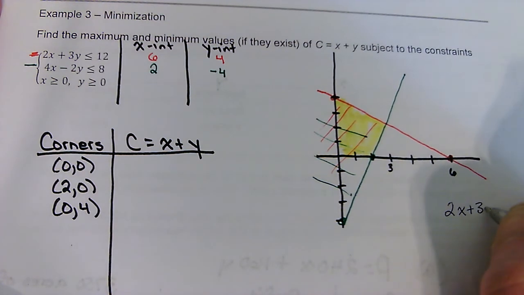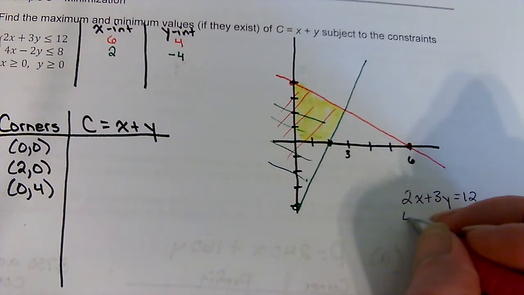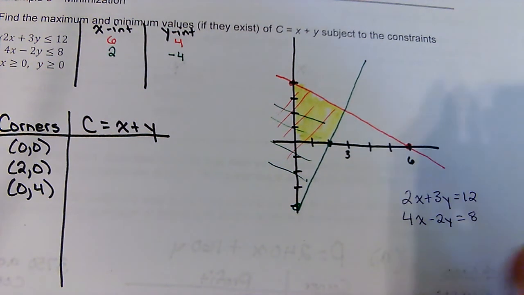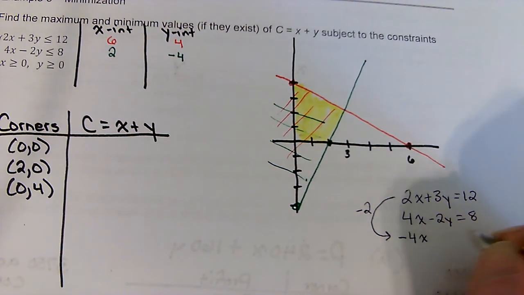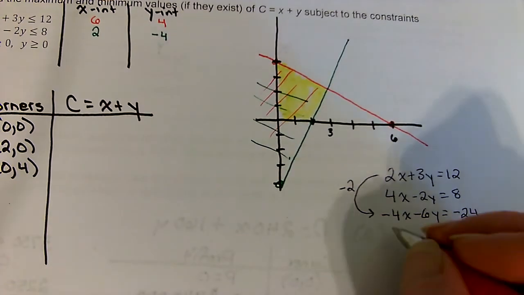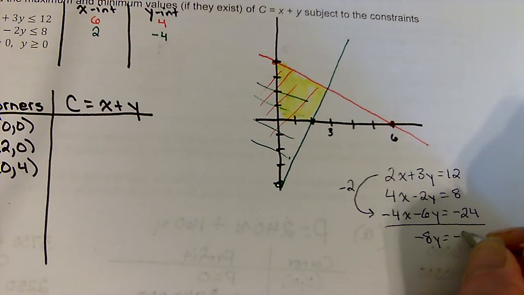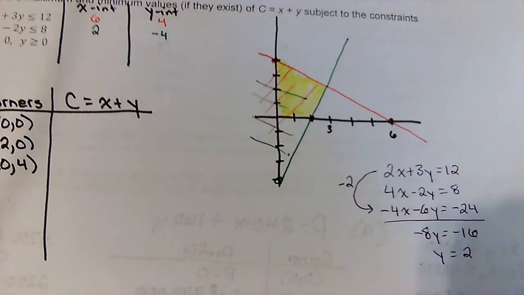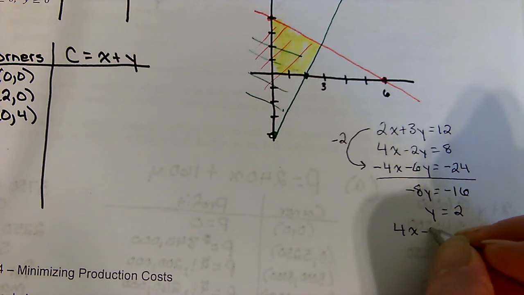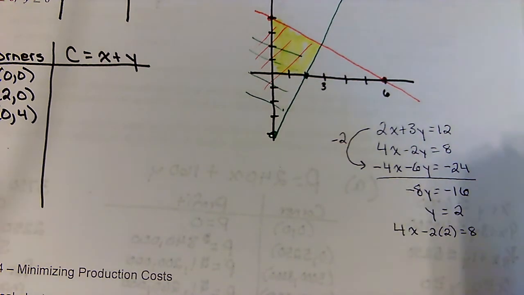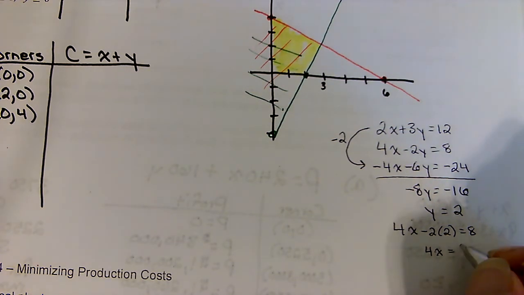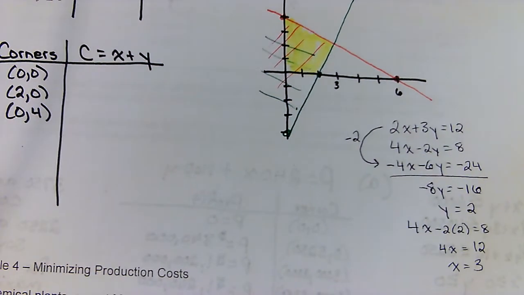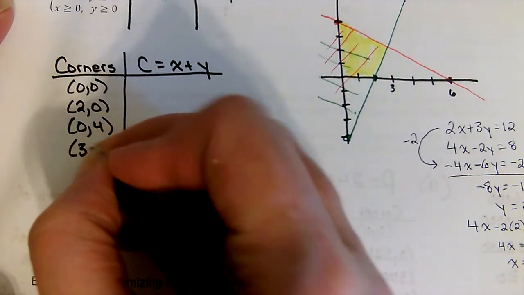So I have 2x plus 3y equals 12, and 4x minus 2y equals 8. If I take the first one and multiply by negative 2, I get negative 4x minus 6y equals negative 24. That's going to be negative 8y equals negative 16. Y is 2. 4x minus 2 times 2 equals 8. 4x equals 12. X equals 3. So it is the point (3, 2). I just wanted to double check it.